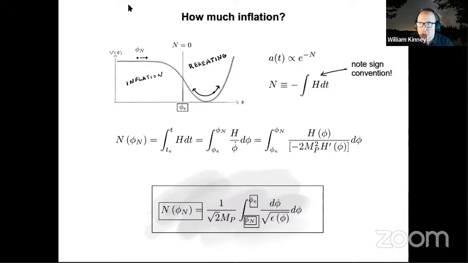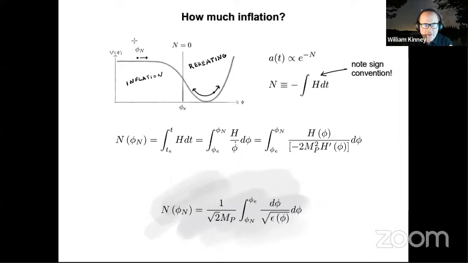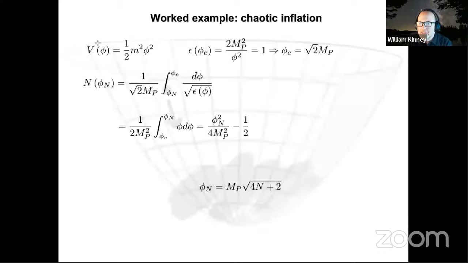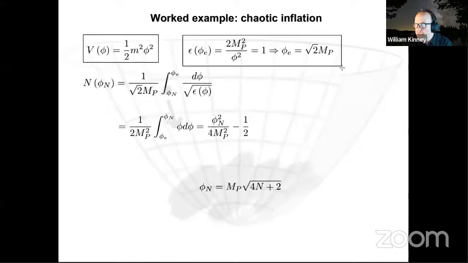Let me show you how this works in practice, right? So a worked example of how to do this is as follows. Let's take our chaotic inflation example again. Well, remember that I calculated phi n before: epsilon is just m Planck over phi squared. So I have that phi n is the square root of 2 m Planck. So that means I know what this limit of the integral is.